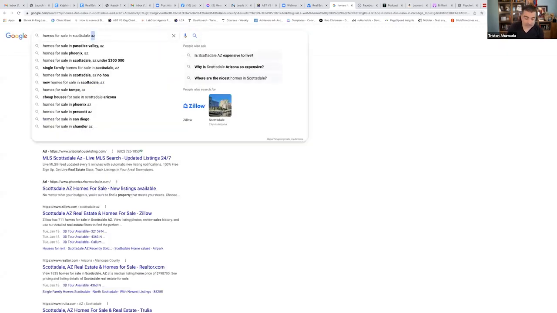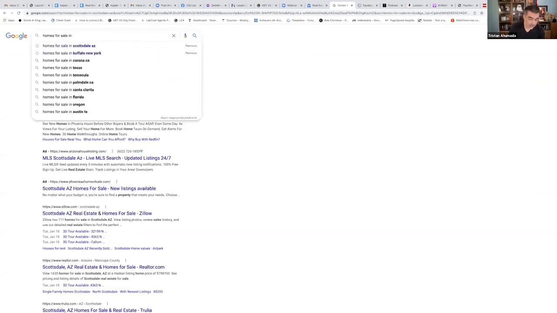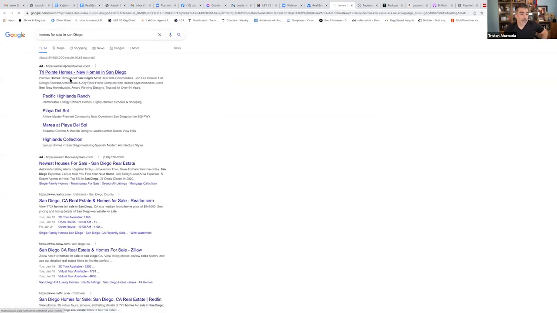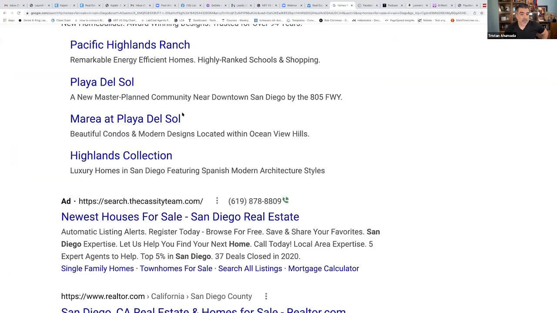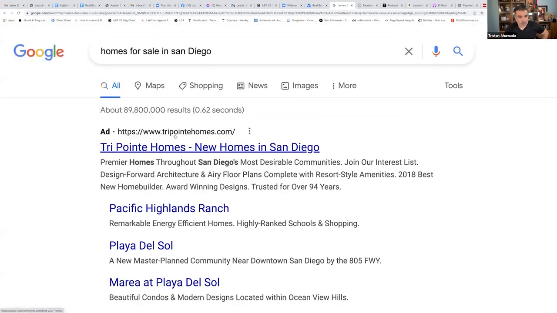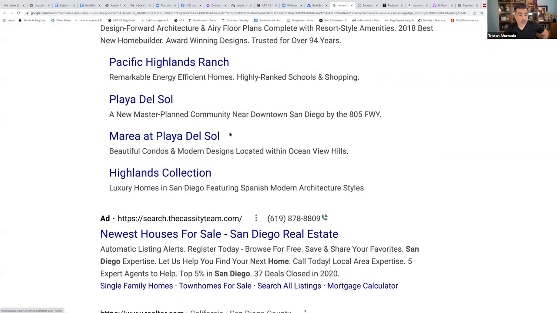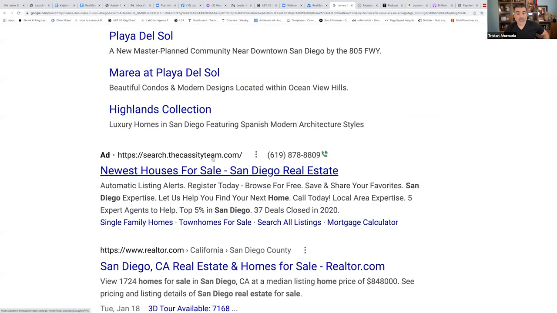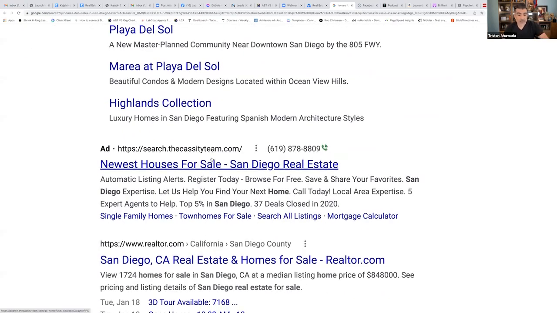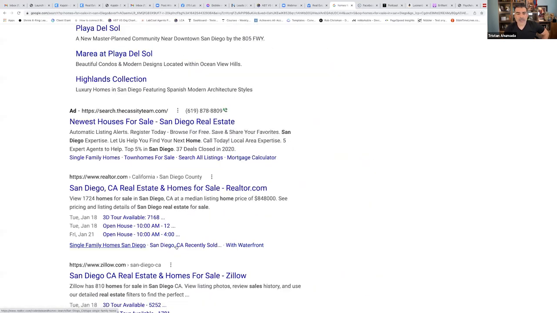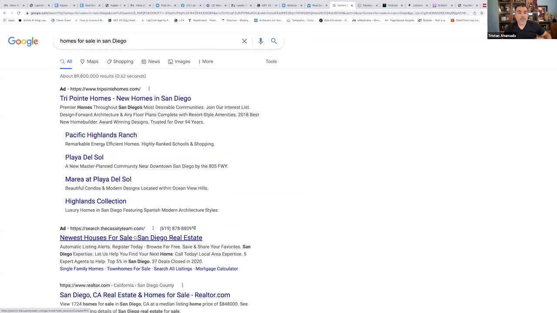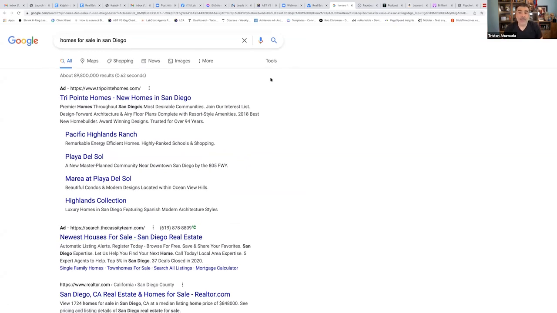I can go here and I can do the same thing for San Diego. And you can see not as many ads, but you've got one from Tri Point Homes, another home seller. Search, this is a team, smart team. They're probably using Chime. And then you have Realtor.com and Zillow at the top, right? They got there through buying ads and they still buy ads.